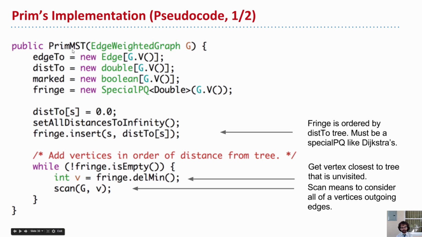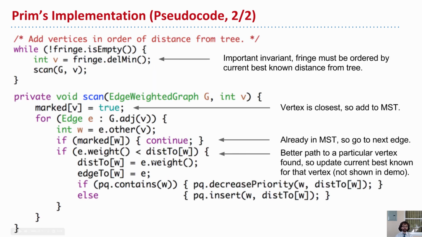So we have a bunch of data structures that reflect what we saw in the demo video, and we have basically a main loop here that just says keep deleting vertices until it's empty, and each time you get to a vertex, we're going to scan that vertex. And what does scanning mean? Well, it means mark it as true, that is, color it white. Then for each edge, look at the other side of the edge.